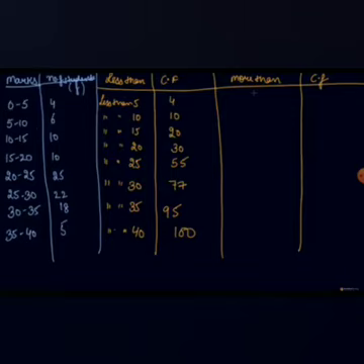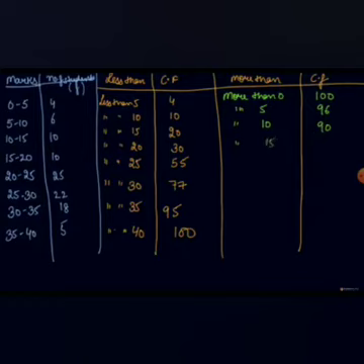Now let's find the more than cumulative frequency for the more than ogive. More than 0. How many students have scored more than 0? All the 100 students. Then more than 5. 4 are less than 5, so more than 5 will be all of them apart from 4. So 100 minus 4 is 96. More than 10, 96 minus 6, 90.